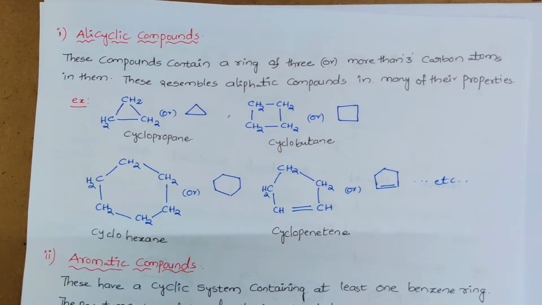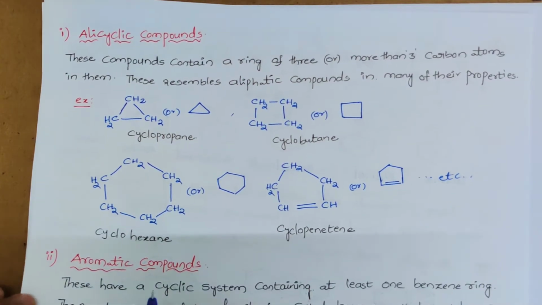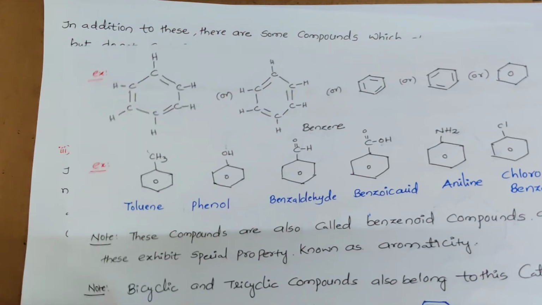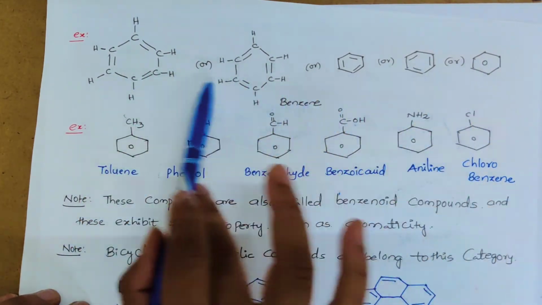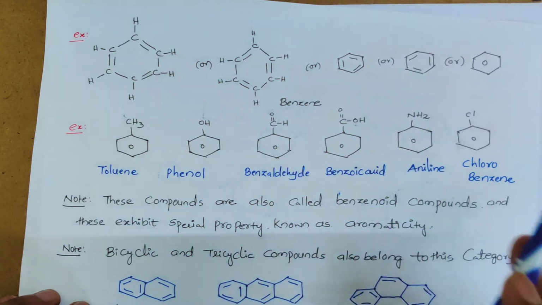So in the benzene ring, you know very well, there is a cyclic hexagonal ring, that means 6 carbon atoms are present in the ring and 3 double bonds are alternatively present in the ring. I'll show this. You can see here, I'll write the structures of benzene in all these ways. All these together are called benzene.